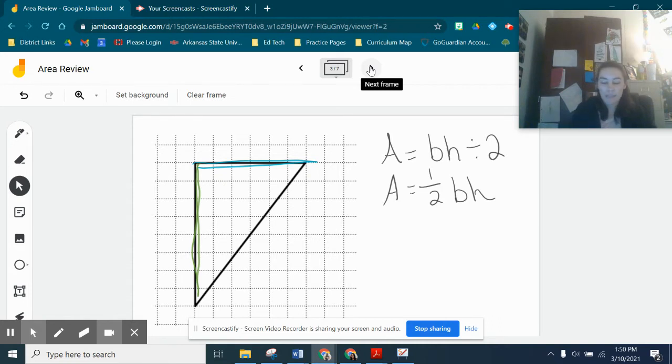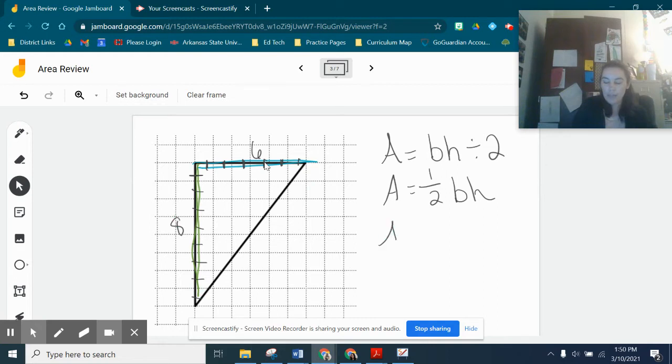So we have to count our base. I would count 1, 2, 3, 4, 5, 6. You are not counting the squares. Some people are like, well, this isn't a whole square. You're not counting the squares. You are counting the line. So this is 1 space, 2 space, 3. It's kind of like the space in between the lines. Then I need my height: 1, 2, 3, 4, 5, 6, 7, 8.